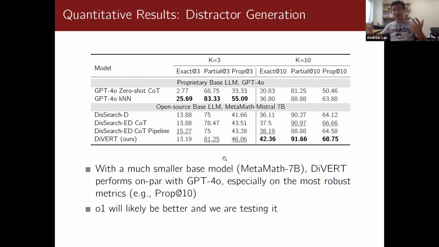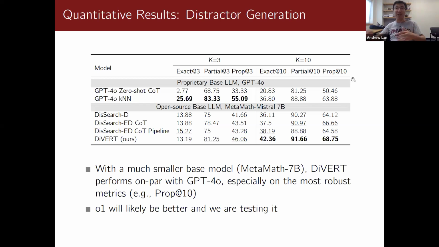With this result, the other thing I want to say is that for GPT-4o, we don't know how many parameters it has. Some people say it has 1 trillion, but our base model only has basically 7 billion parameters. We also want to highlight that prop at 10 is probably the most reliable metric that we have, just because when we're generating the top 10 errors, for many of these questions, the top 3 distractors that are actually there as the ground truth may not cover all the possible errors.